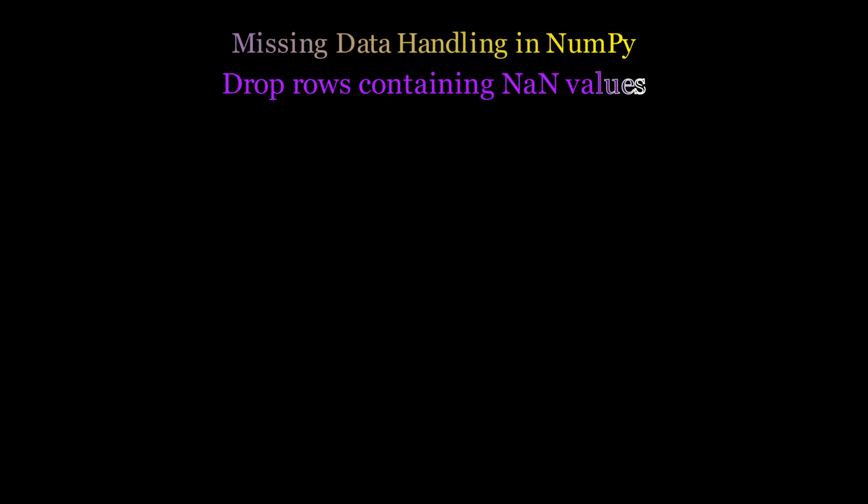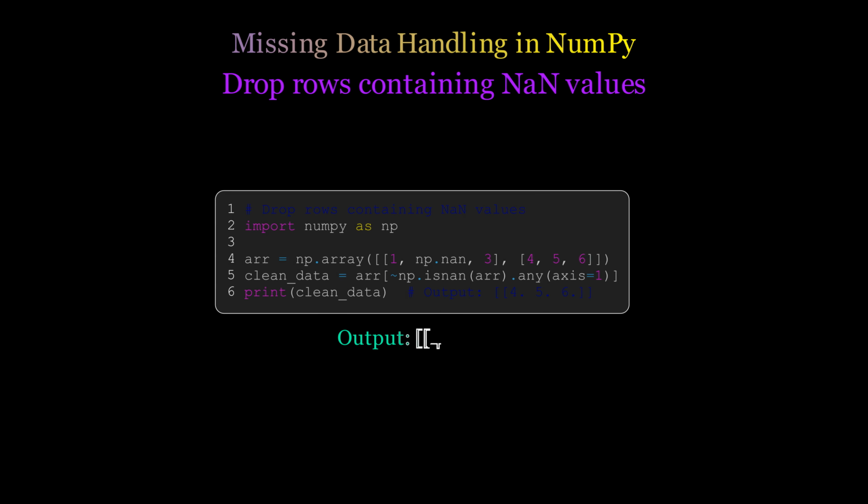Sometimes we remove incomplete rows entirely. Using any, axis equals 1, with isnan, identifies rows with NaNs. The tilde inverts this to select complete rows only. This approach is simple but loses data.